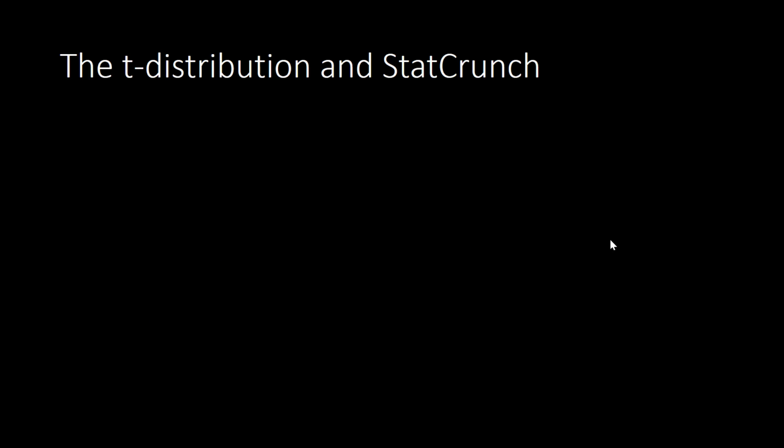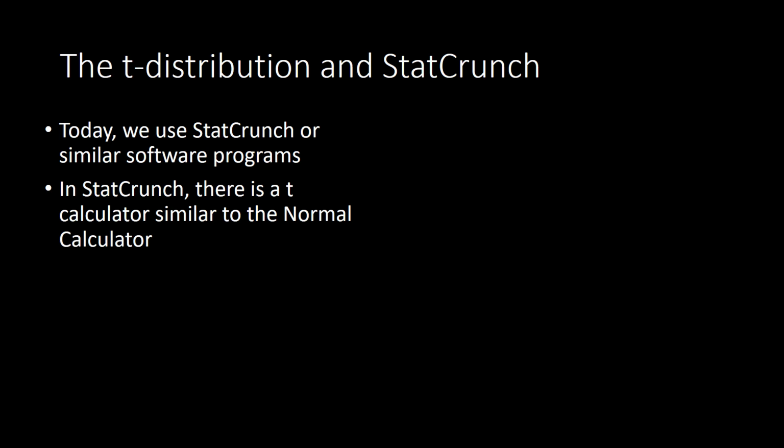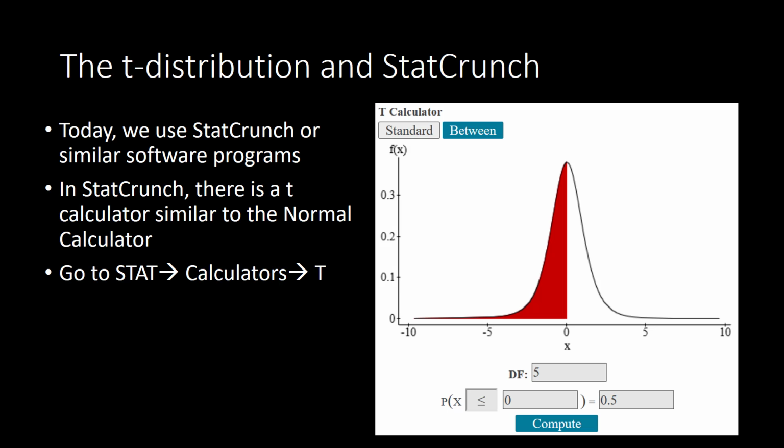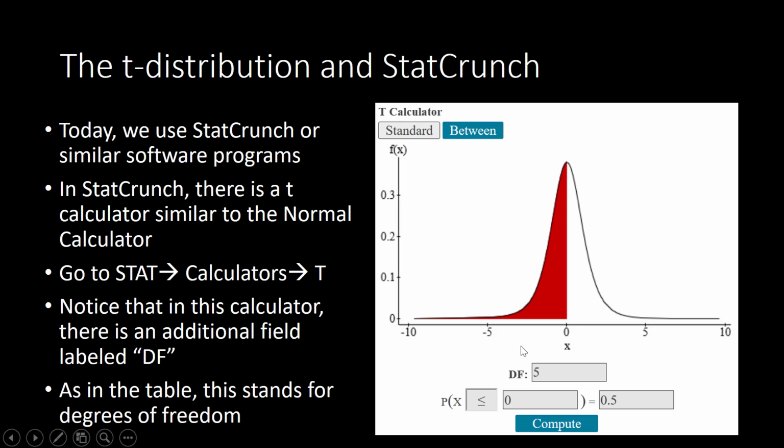Looking at this table, you might start to feel a little bit overwhelmed. The t-distribution and StatCrunch. Fortunately for us, today we use StatCrunch or similar software programs. In StatCrunch, there is a t-calculator similar to the normal calculator. Go to Stat, Calculators, T. Here is an example of the output you're going to see when you click on the t-calculator. Notice that in this calculator, there is an additional field labeled DF. Remember, this still stands for degrees of freedom and can be calculated by n-1, where n is the sample size.